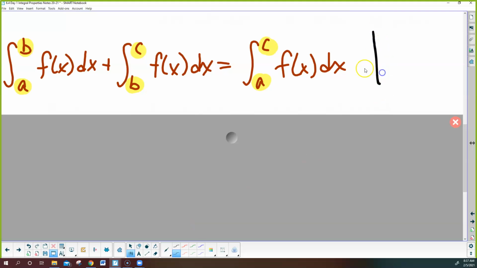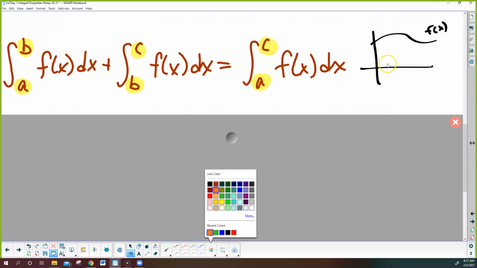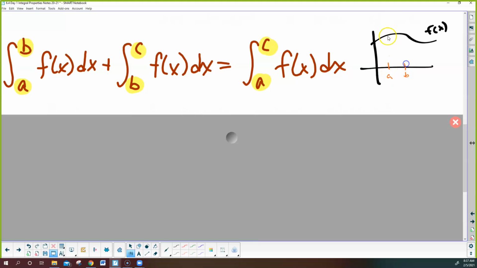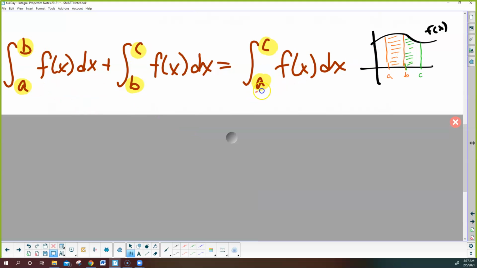Okay, so let me show you a visual on this one just really quick. Let's say I've got a function here. Here's f of x, and I know that I got the area from a to b right here, the area underneath this curve. And then I've got the area from b to c, whatever that might look like. Well, instead of going from a to b and b to c and doing those separately, we can go from a all the way to c, and I can just calculate that area as one big integral.